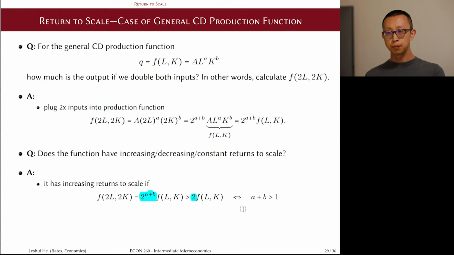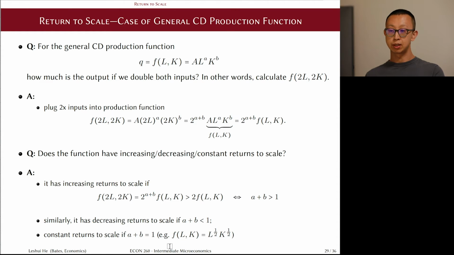So in other words, we will have increasing return to scale if and only if the sum of the powers on labor and capital add up to be a value greater than 1. And similarly, the same reasoning holds with the opposite inequality sign or an equality sign. And those cases will lead you to the decreasing return to scale case or constant return to scale case. In other words, when the sum of the power on the two inputs are less than 1, we have decreasing return to scale. When they add up to 1, then we have constant return to scale.